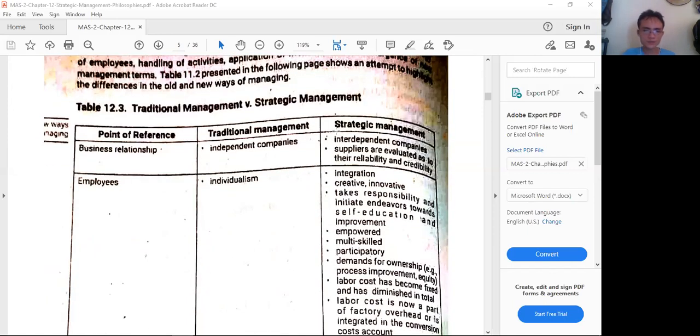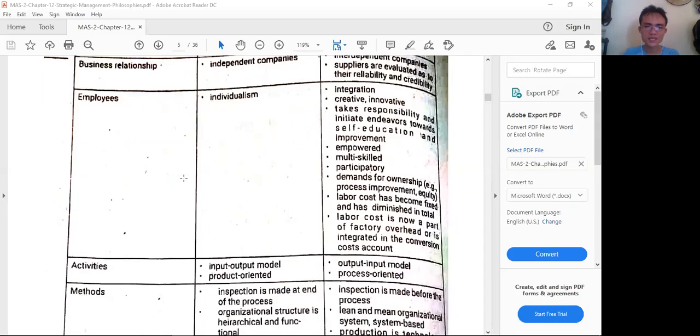So here are some differences, or references, that's what I wanted to say. So the point of reference would be, you have here, for traditional management, independent companies, and strategic management, interdependent companies. So meaning to say, in terms of the relationships among the businesses, there already is a shift from standalone companies to connected companies. So they need each other in the process. A company needs the suppliers to provide the raw materials needed for the products, and they also need their customers so that they can have profits and continue to become sustainable.